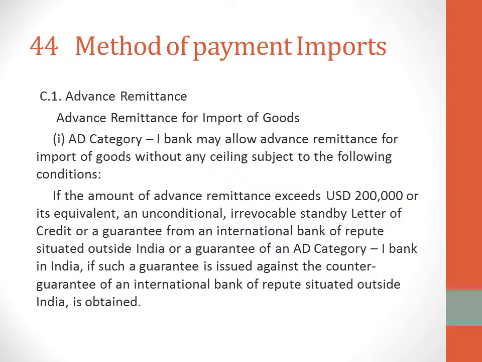The amount of advance remittance, if it exceeds $200,000 or its equivalent, requires an unconditional, irrevocable standby letter of credit or guarantee from an international bank of repute situated outside India, or a guarantee of an AD Category 1 bank in India, if such a guarantee is issued against the counter guarantee of an international bank of repute situated outside India.